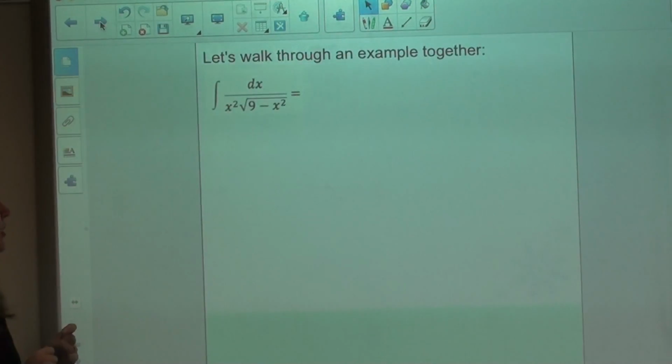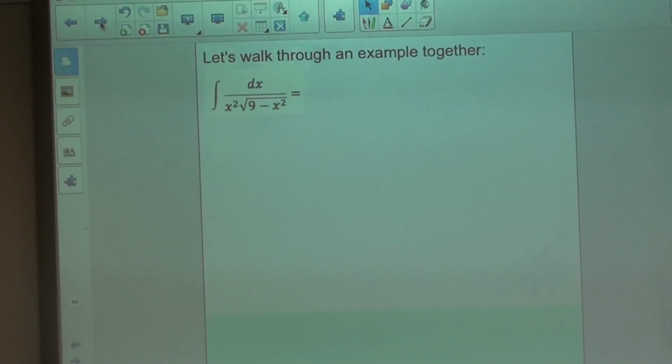Okay, let's walk through one together. We're going to walk through this one. It doesn't look anything like the three cases we just saw, right? And that's okay, you're really just focusing on the radical to make your decision on what to substitute. So for the radical, we have root 9 minus x squared. Do you know which trig function we should use for this?